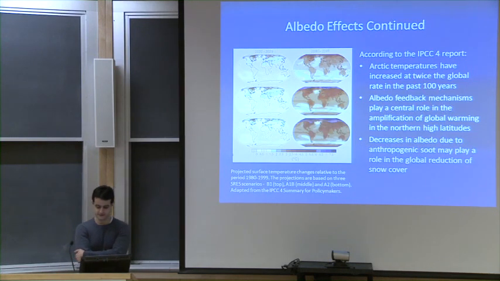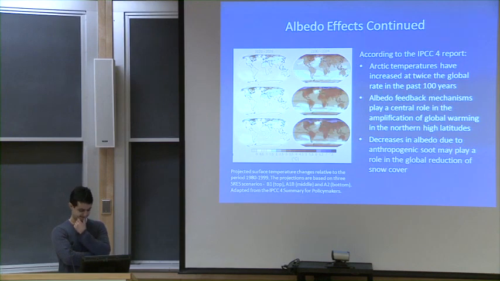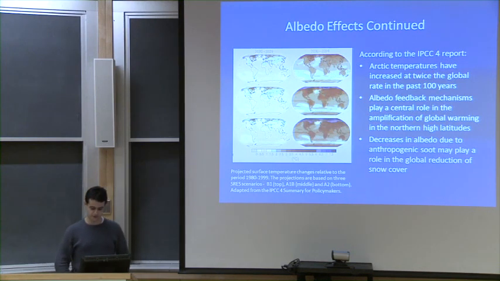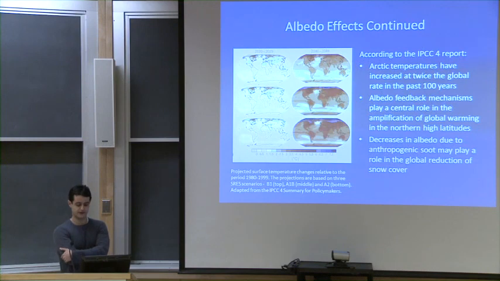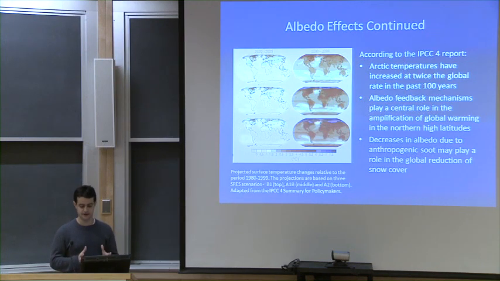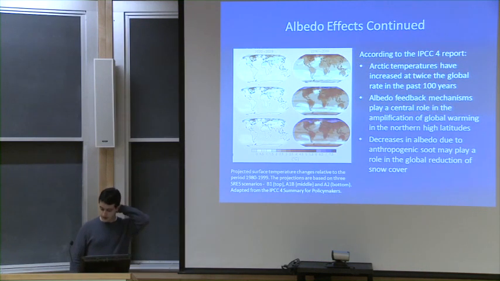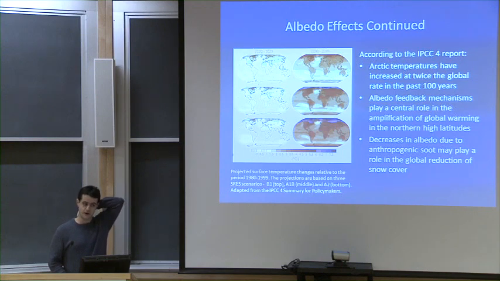According to the Intergovernmental Panel on Climate Change assessment, which was published a few years ago, that's the IPCC4 report, Arctic temperatures have been increasing at about twice the global rate in the past 100 years. And we think that albedo feedback mechanisms play a central role in this amplification of global warming in the northern high latitudes. That's due both to sea ice melting and also due to albedo effects in land snow cover. And we also think that anthropogenic soot is responsible for lowering the albedo of snow.